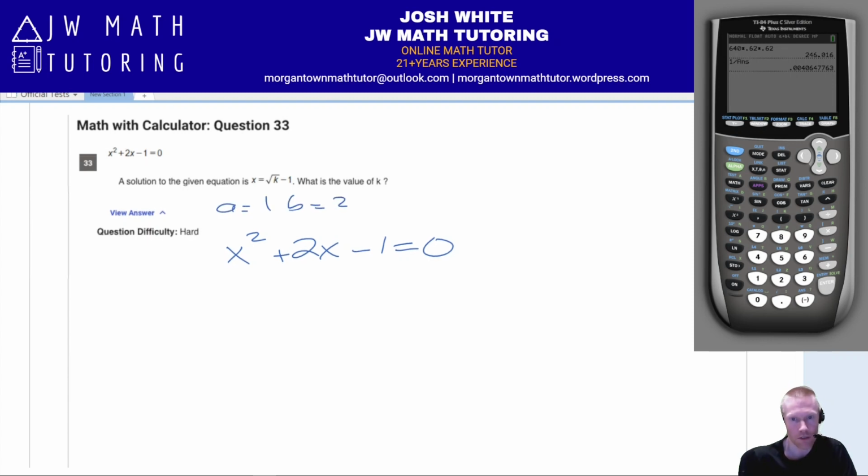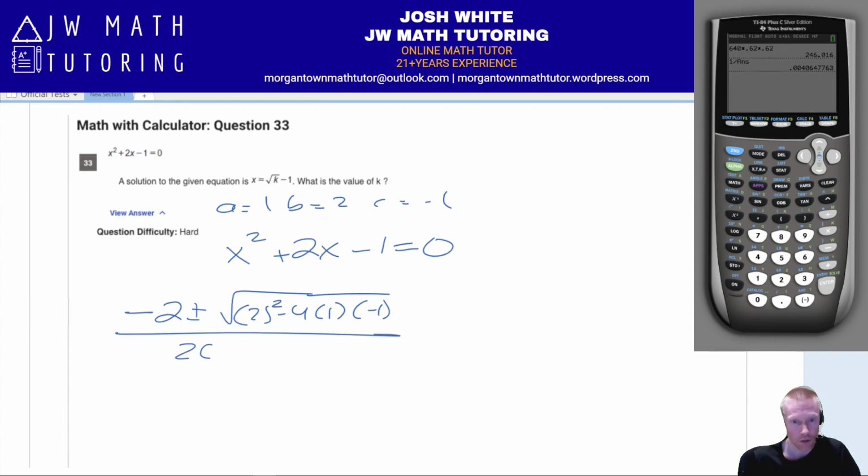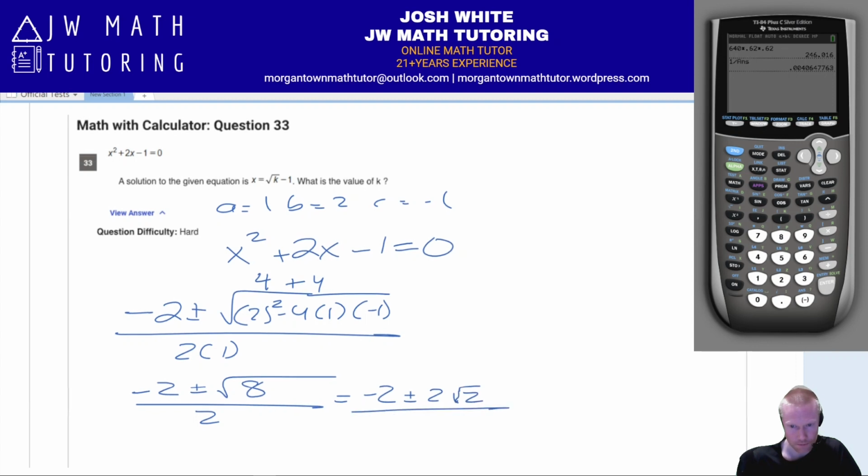So we know a is 1, b is 2, c is -1. Once we have all that, then we can just go ahead and plug it in. So we've got the opposite of b, which is -2, plus or minus the square root of b squared, which is 2 squared, minus 4 times 1 times negative 1, over 2 times 1. So we got negative 2, and positive 2 on the bottom, plus or minus. Under the radical, it's going to be 4, and then the two negatives make it plus, so it's 4 plus 4, which is 8.